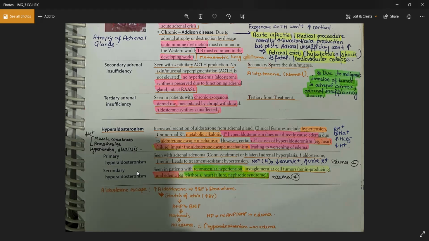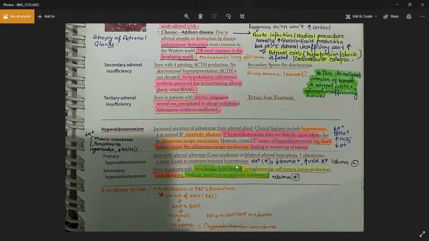If you have a secondary hyperaldosteronism, which generally happens whenever you have a renin secreting tumor, okay, this can lead to the volume overload, and this can lead to the edema. So you will have a nephrotic syndrome, you will have the cirrhosis, you will have the heart failure. Okay, very important. So a renovascular hypertension would be there.